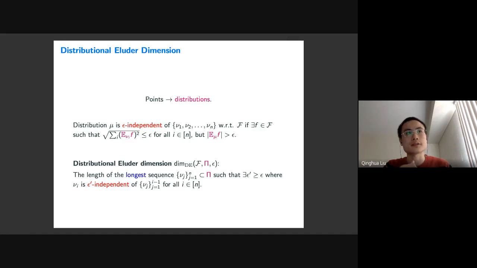I think this is a great question. We definitely should try to see what other function class, what other distribution family we can do. I think that would be super great.